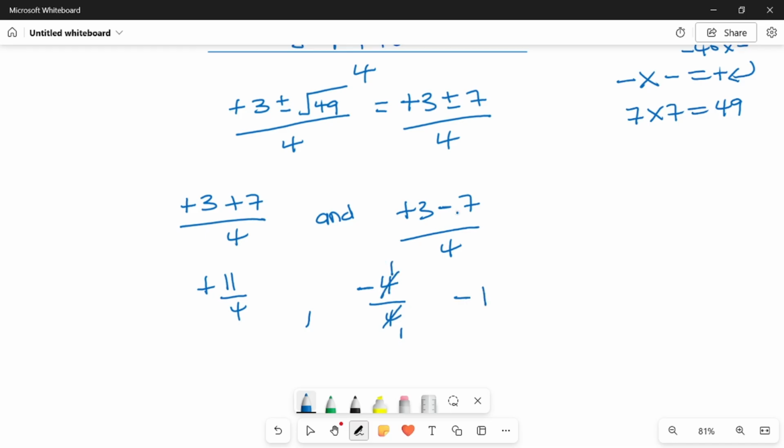Wait, sorry. Plus 3 plus 7 is 10, not 11. Sorry, I was rushing. Alright. So this will be our final answer: 10 over 4 and minus 1. So you can punch your calculator to get the final answer. If you divide it, this will give you 2.5. 10 divided by 4 gives you 2.5.